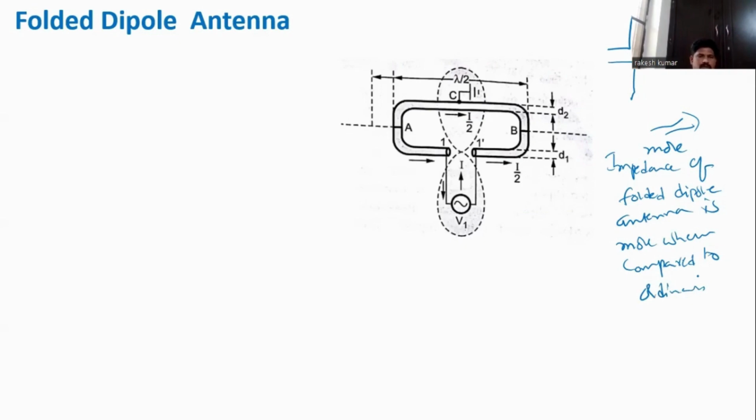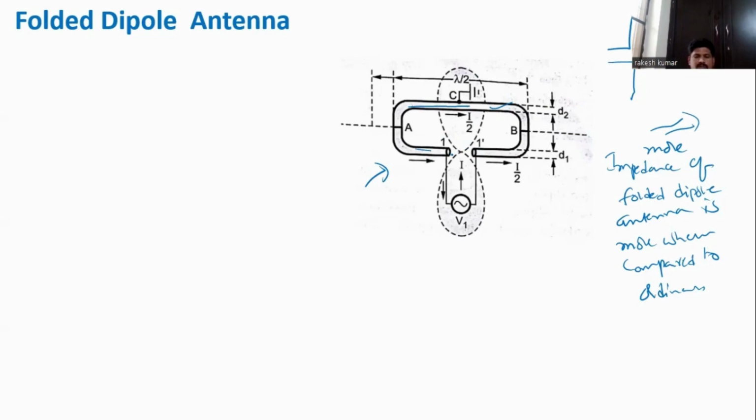So what is the difference? The important modification of the conventional half wave dipole is that two half wave dipoles have been folded and joined together as shown in this figure. Let us consider this is one dipole, this is another dipole. One of the dipoles is continuous, and the other one is split at the center.